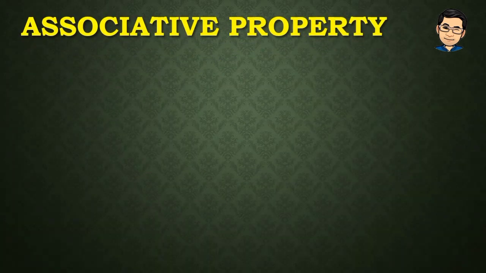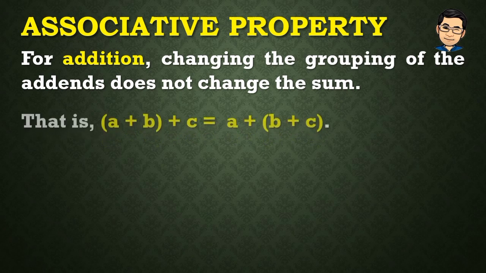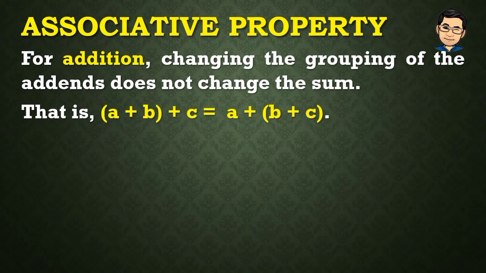So, after nating discuss ang commutative property, let's have associative property. So, for addition, changing the group of the addends does not change the sum. So, that is, the sum of A and B plus C is equal to A plus the sum of B and C. So, as you can see, meron tayong grouping symbols na ginamit, which is parentheses. So, dito sa left side, ginroup niya yung A and B. And then, sa right side naman, B and C naman ang nakagroup. So, kahit naman pagpalitin natin yung groupings, wala naman pong magbabago sa sum.